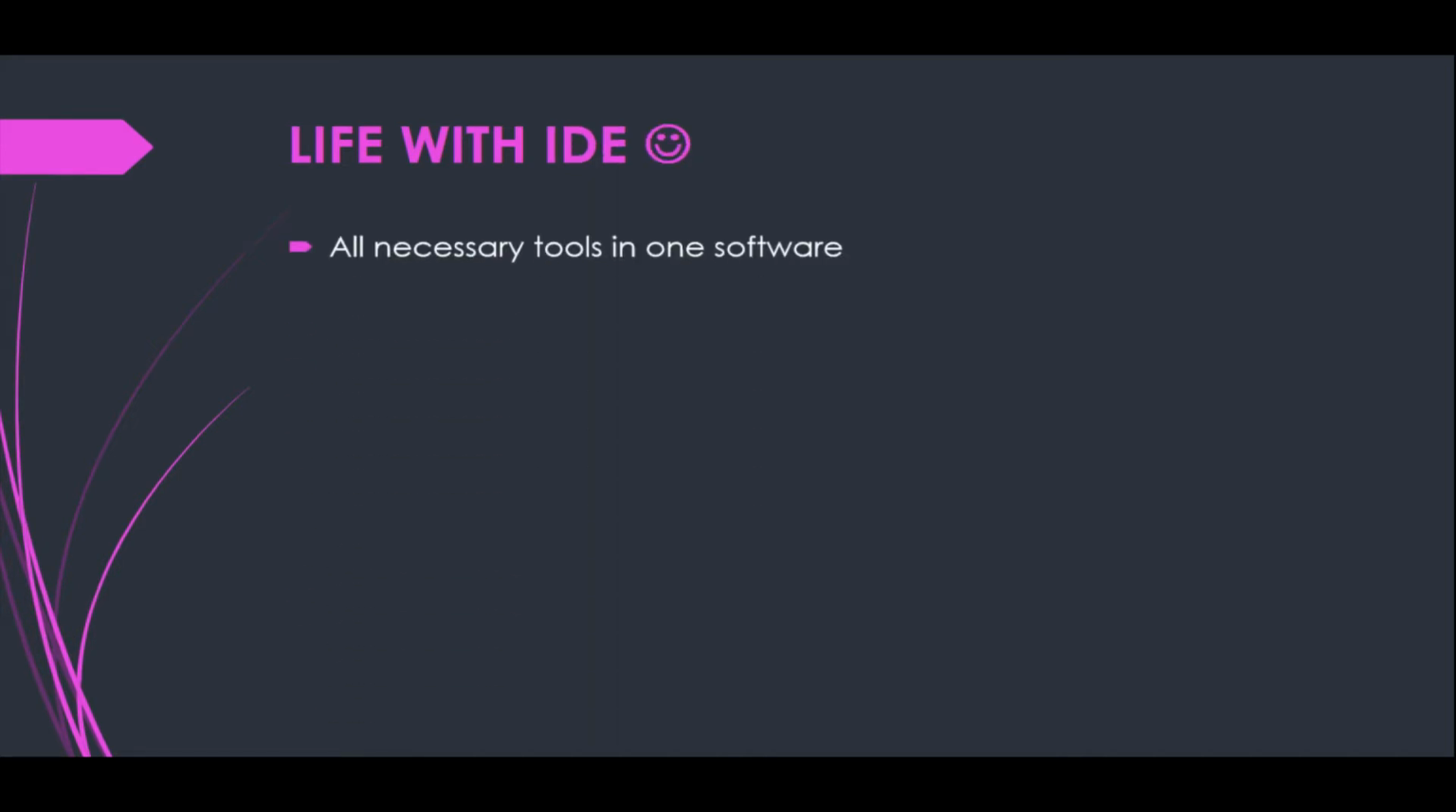Okay, now let's see what we get from IDEs, and that's fairly simple. Everything we just discussed, and even many more. So to summarize, all necessary tools in one software, which means that you don't have to switch between different windows, between different softwares to complete your work. Then we get the auto completion feature, which will help you to write your code.